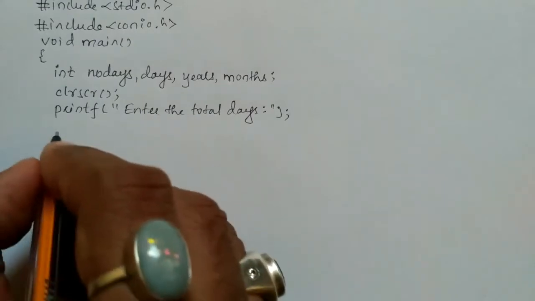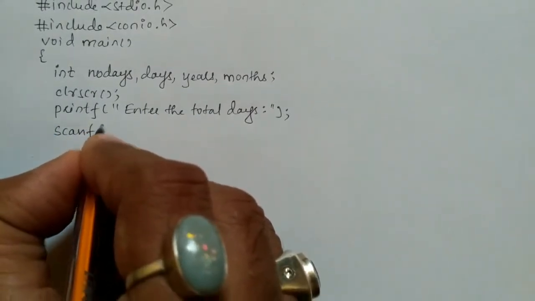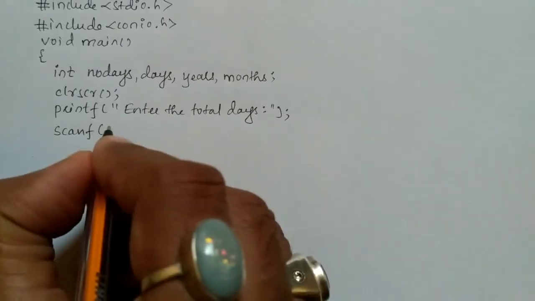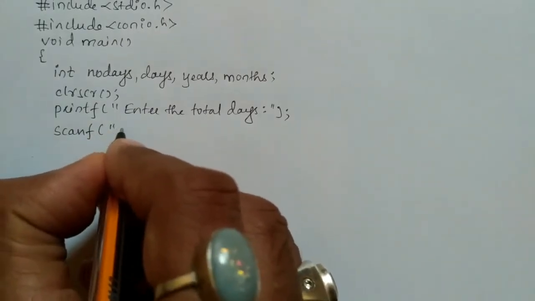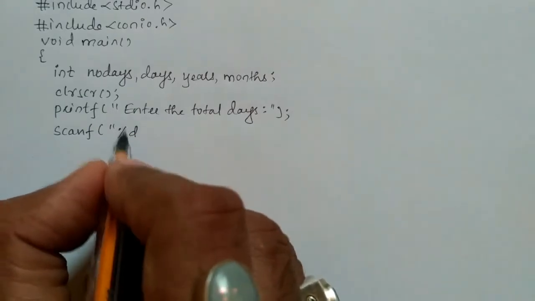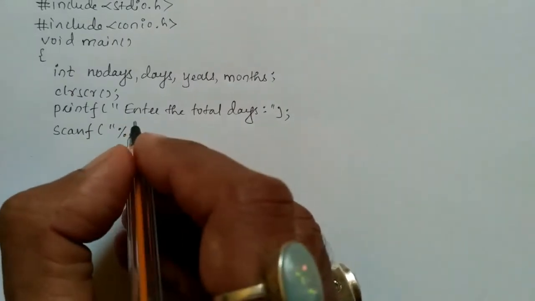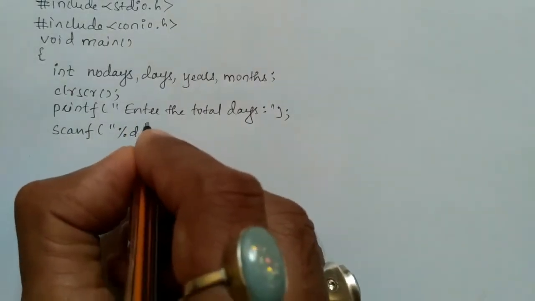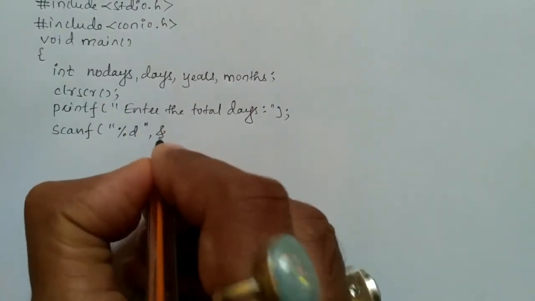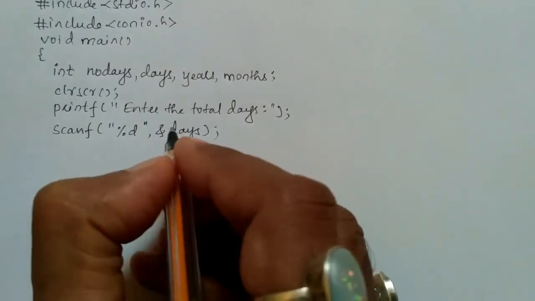Now we are going to receive the input from the user through keyboard using scanf function. So in a double quotation mark I'm going to write %d format specifier, because whenever we use integer we have to write %d. Now end the double quotation mark, put comma, ampersand, days and put semicolon.